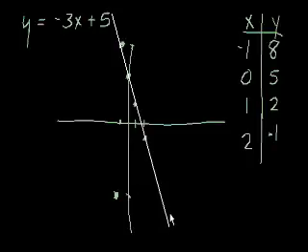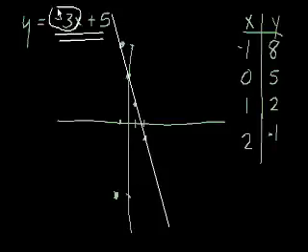And something interesting I'll point out. You notice that this line slopes downwards. It goes from the top left to the bottom right, while the line we had drawn before went from the bottom left to the top right. Is there anything about this equation that seems a little bit different than the last? I'll give you a little bit of a hint.